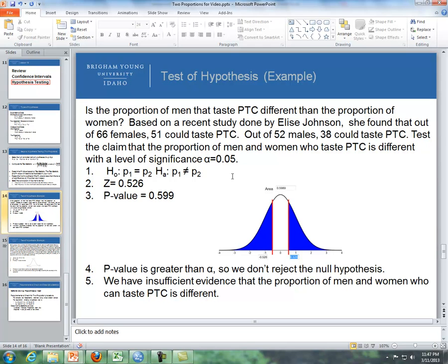And the alternative is that they're different. Notice we just wanted to know whether or not there is a difference, just a difference, not that one is greater than the other. So the alternative is that P1 is not equal to P2.